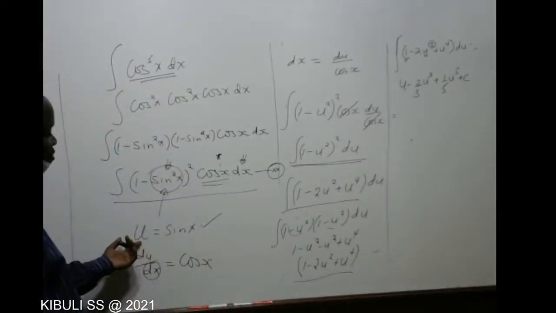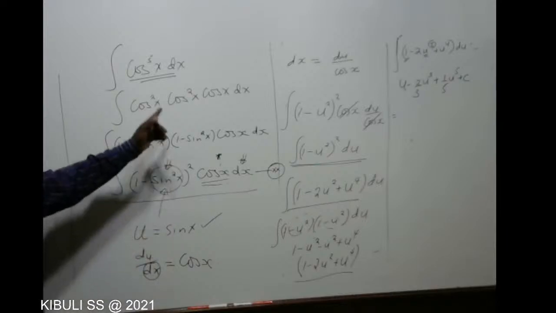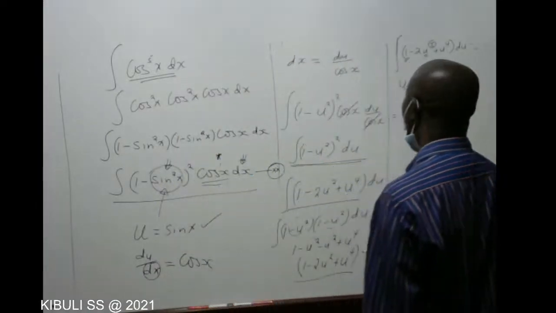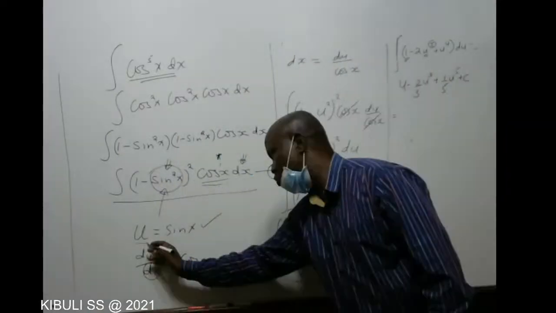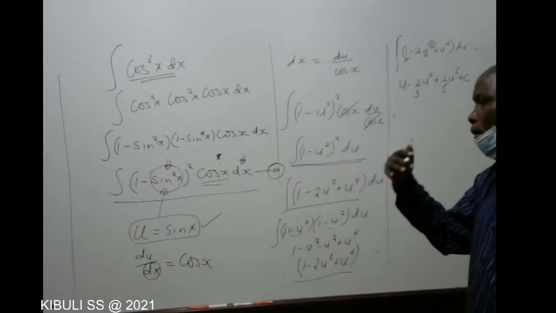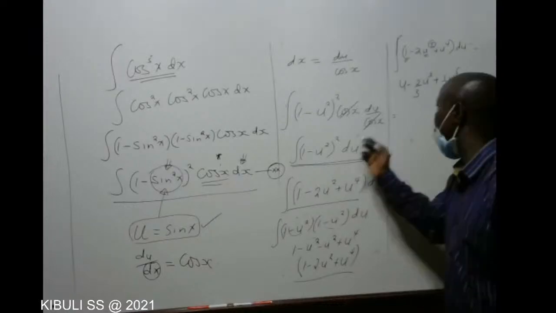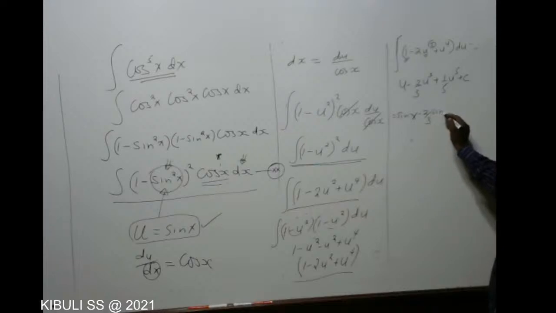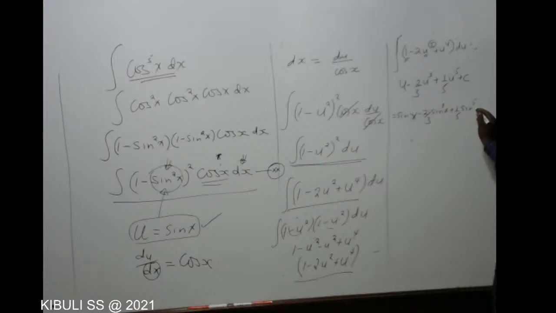This here was just a rating. So you must take it back to the same format as at the beginning. So you have minus sine x. There is u, which means sine x. So this is u. So minus sine x. And it is 2 over 3 sine power 3x plus 1 over 5 sine power 5x plus c. And that is our answer.